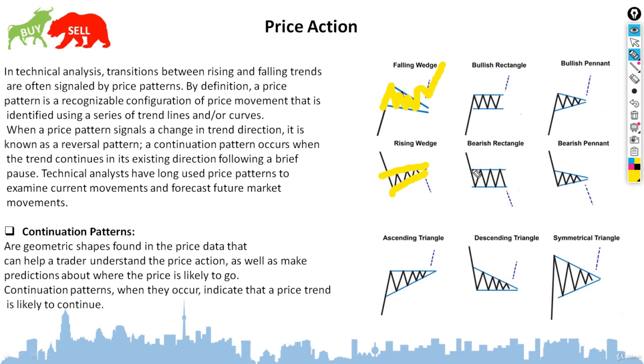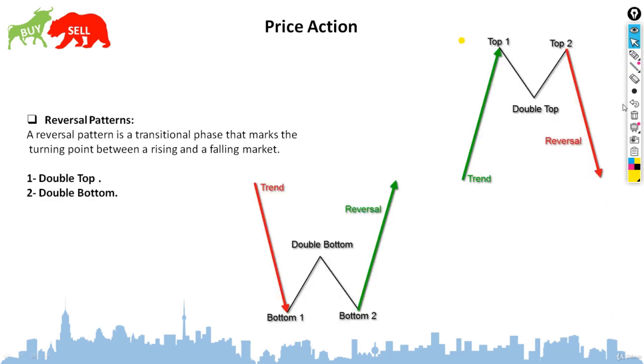This is a triangle or a rectangle, or we name it a flag like this. If it goes like this, it's like a flag. So in the second point we are going to see the reversal price action patterns. In reversal price action patterns there are a lot of patterns, but what we are going to study is just the double top and the double bottom.